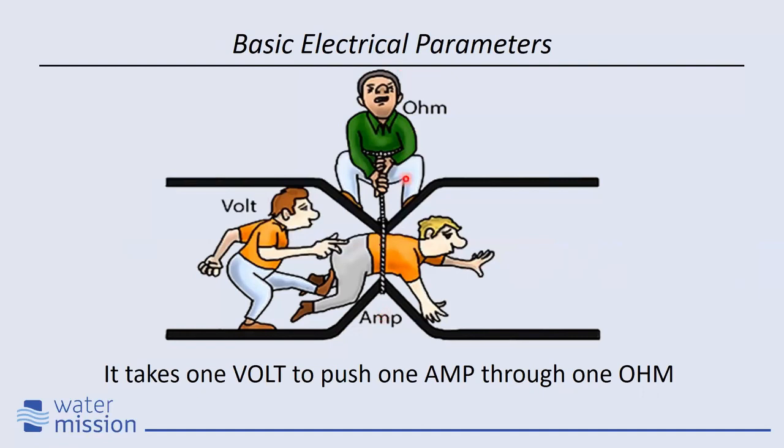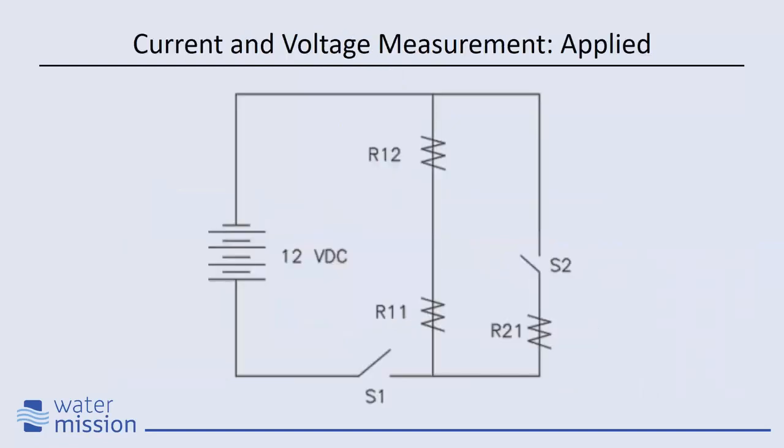Now again, the most important thing is to have a good understanding of what volts, amps, and ohms are. So I love this photo. It takes 1 volt to push 1 amp through 1 ohm. 1 ohm is fighting the flow of amps. Volts are pushing it, and the amps are really at the mercy of the volts and the ohms, okay?